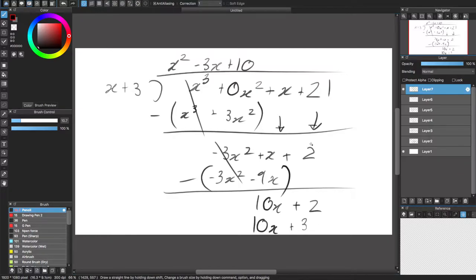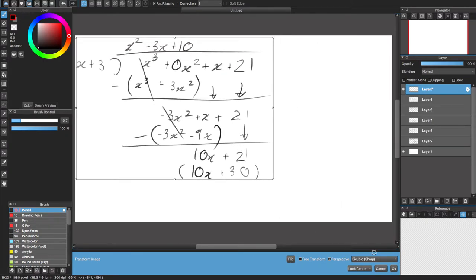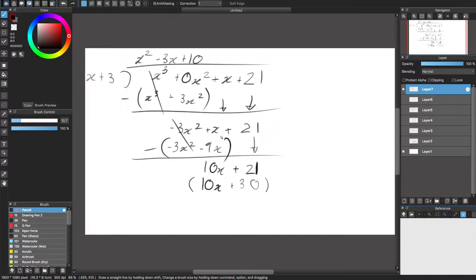Oh, I made a mistake. It's 21. I forgot to carry it down. And then plus by 30. Then we're going to minus it. And we're going to press Control T to scale everything down and move it to the side. Okay, done. Super. Luckily I caught my mistake, otherwise we'd get the complete wrong answer. But if I did go wrong, we still understand the method. I hope you did. It's usually for me because I usually make these videos for myself.